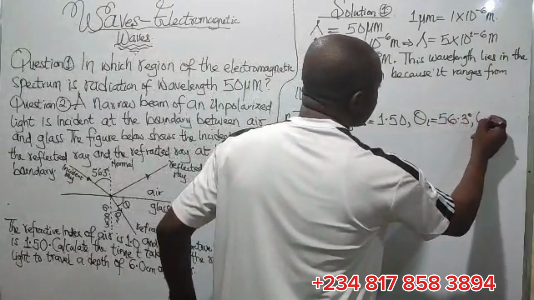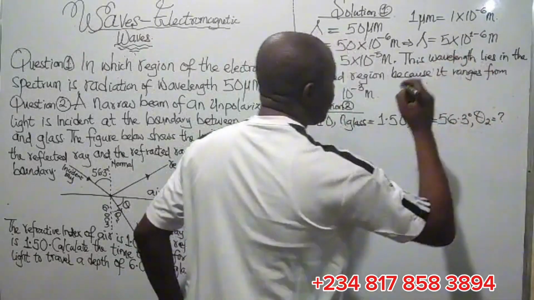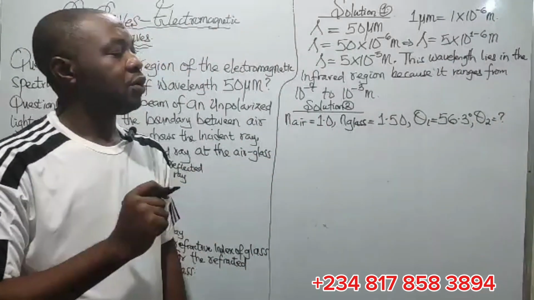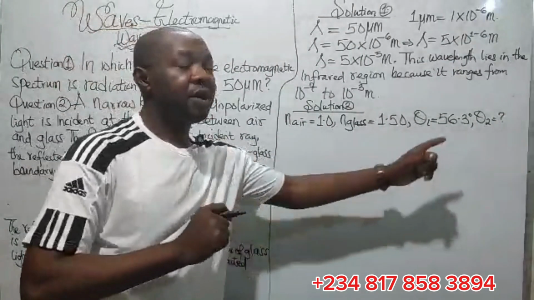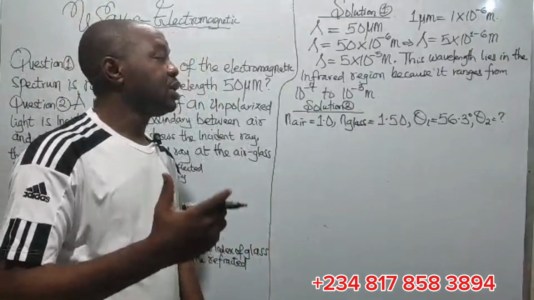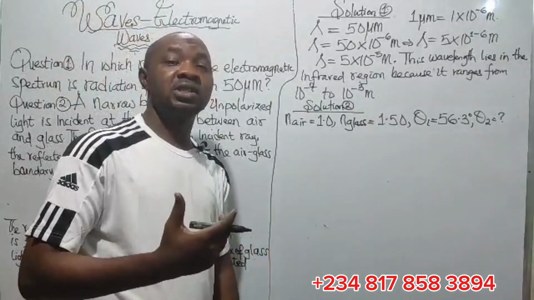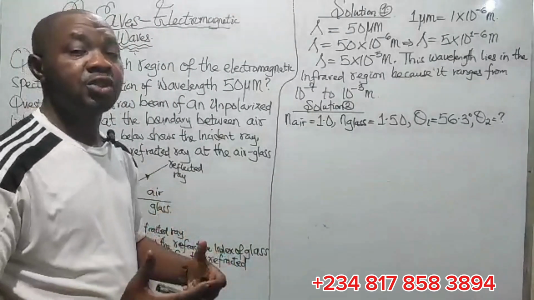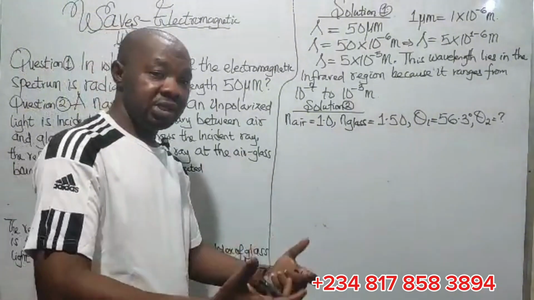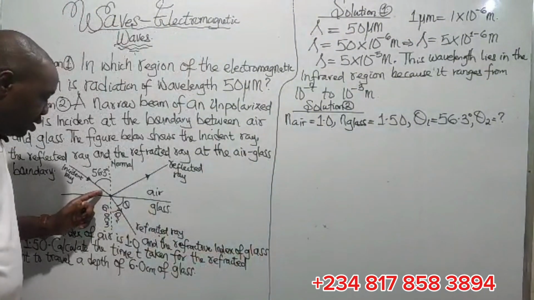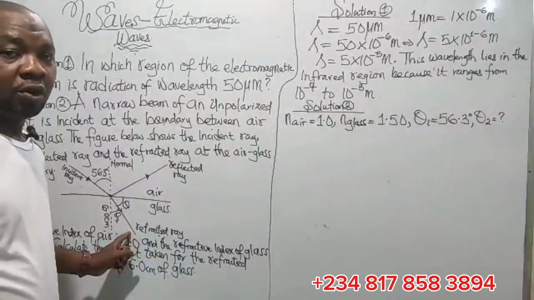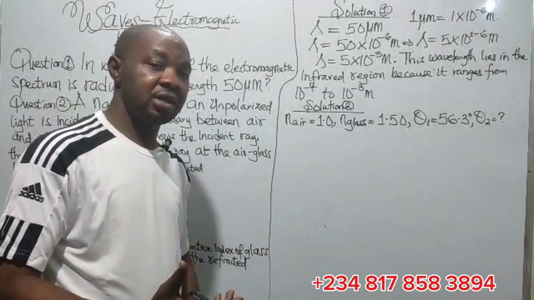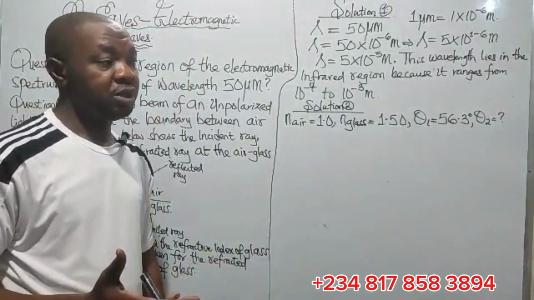All right, so we want to find out what is θ2. Now we know that when we have all these values and we want to calculate the value of θ2, we'll have to employ Snell's law of refraction, which I explained in one of my videos. That's the ratio of the sine of the angle of incidence to the sine of the angle of refraction, which will be proportional to the reciprocal of the absolute refractive index of medium 1 with respect to medium 2.